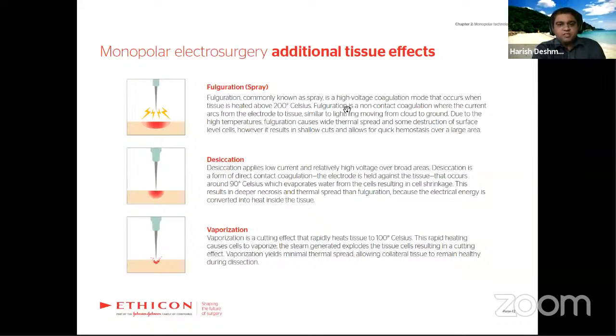The additional tissue effects, this is what we generally use. Desiccation, where we apply low current, high voltage for better coagulation. Then fulguration, or the spray painting, as we call it in the cautery, which we generally use in cases of lap choles and all, where we just use a spray for the liver bed. Vaporization, where we give a rapid hit so that the tissue cells' water evaporates. This helps in faster cutting.